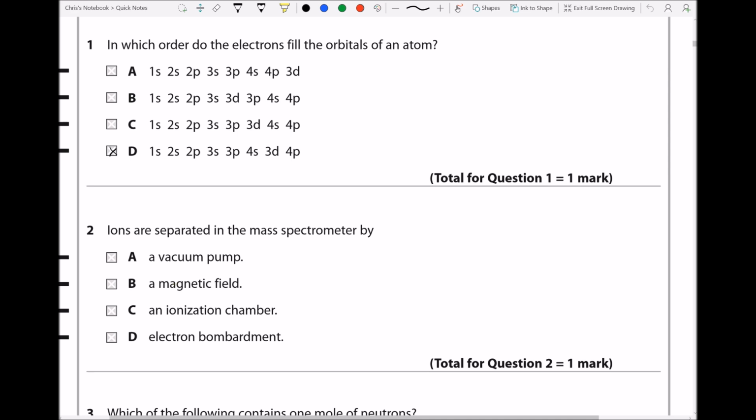The magnetic field, yes, that's the thing that actually deflects them. This deflects the ions as they pass through, and the mass of the ion will determine how much they're deflected. So effectively they are separated. So yes, that is it. Let's have a look at the other ones anyway. Ionization chamber, no, that's just the area where the atoms are ionized. They're not separated at that point. Electron bombardment, that's obviously what ionizes them. So this one is actually B, magnetic field.